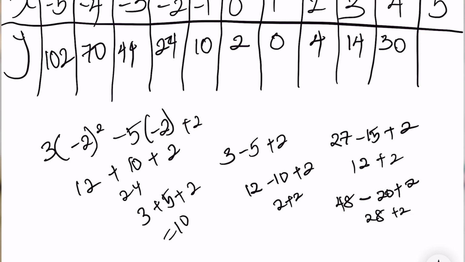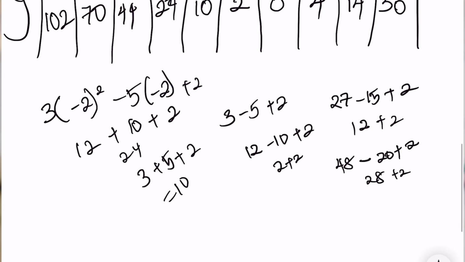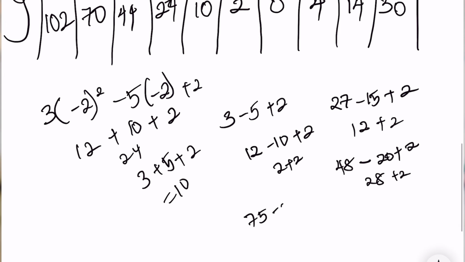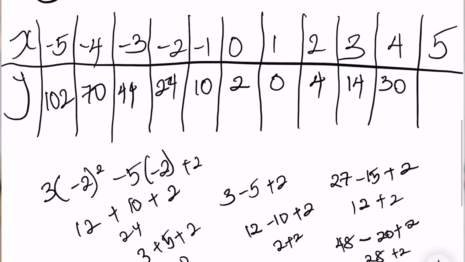For 5, we have 25 times 3. We have it to be 75. So we have 75 minus 25 plus 2. Here is 50 plus 2. So here we have it to be 52.